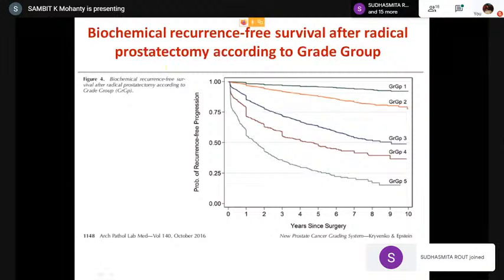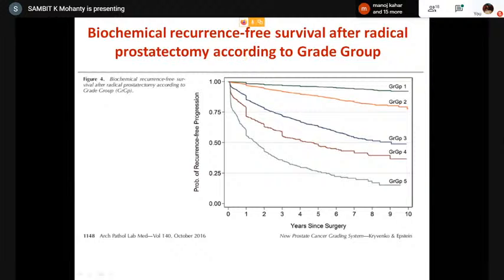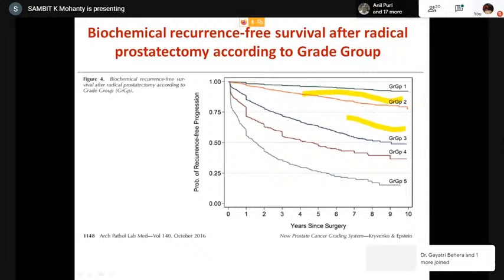There is a huge difference between this one and this one. So there's a decline. So it is important to exactly say how much is 4 and how much is 3. At least you have to be very clear and distinctly say on the biopsy what is the percentage of 3 and what is the percentage of 4, because accordingly the grade group is going to change and that has important prognostic implication.